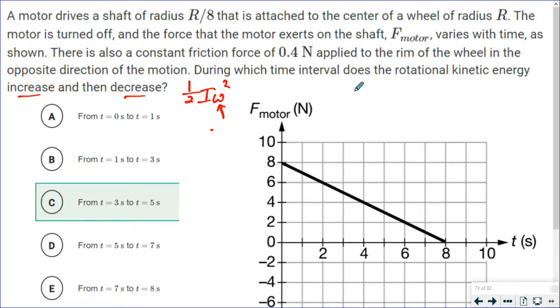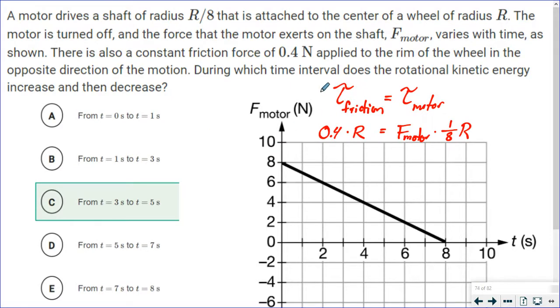And so you want to look at your torque, and the torque due to the friction on this has to equal the torque of the motor at the point where your acceleration is 0. At every point where the friction is higher than the torque of the motor, then we're decelerating. And at every point where the torque due to friction is lower, then we're accelerating still. So my torque of friction would be 0.4, my force times my radius. The force friction acts on that outer radius of r. And then the force of the motor acts on the inner radius of 1/8 r. So this would be my torque of my motor.